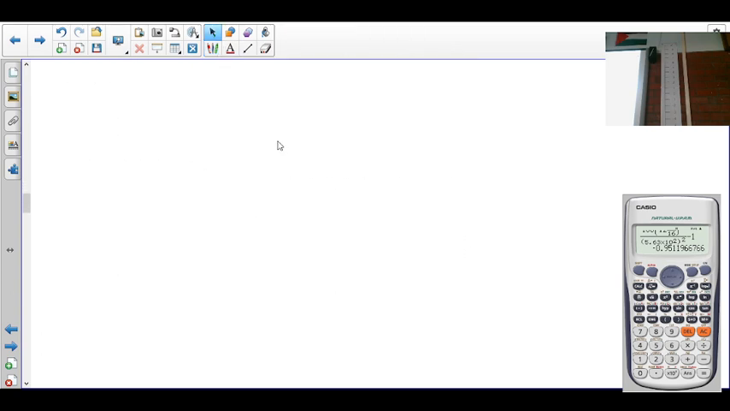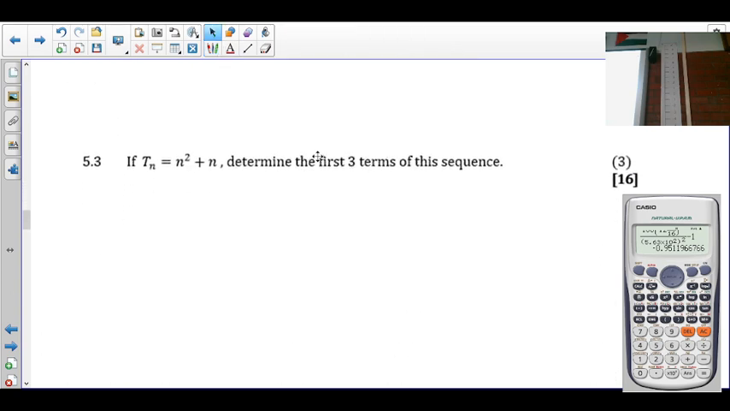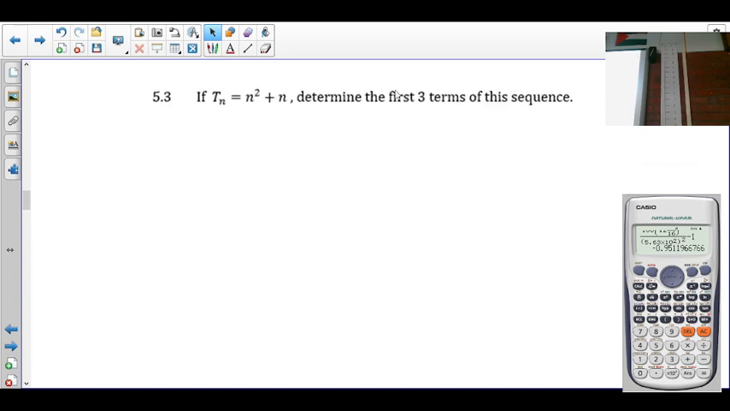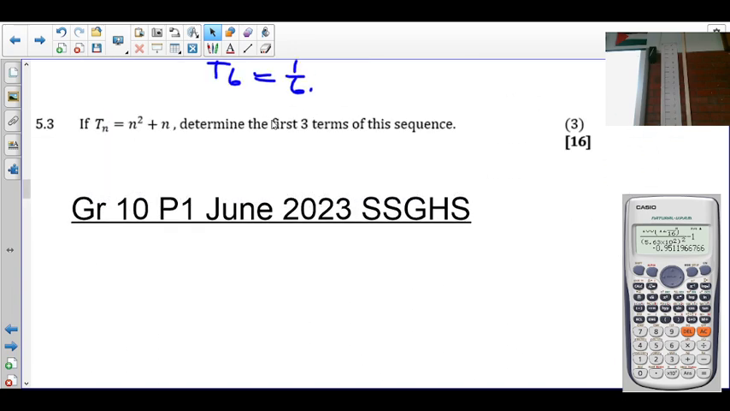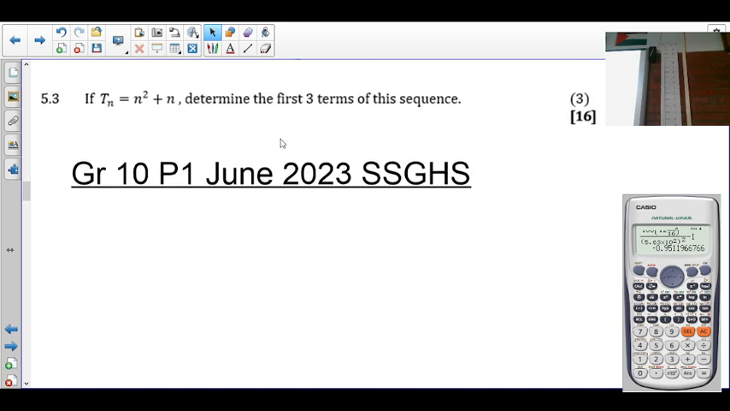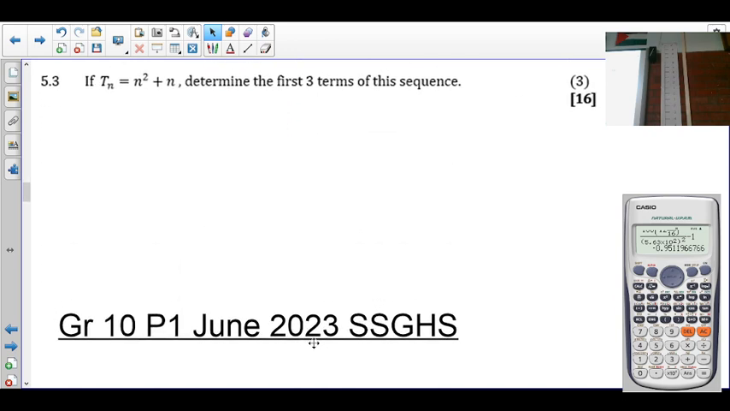And the next question, that has nothing to do with this one. Yeah. So in 5.3 we are told, if T n is equal to n squared plus n, determine the first three terms of the sequence. Okay.